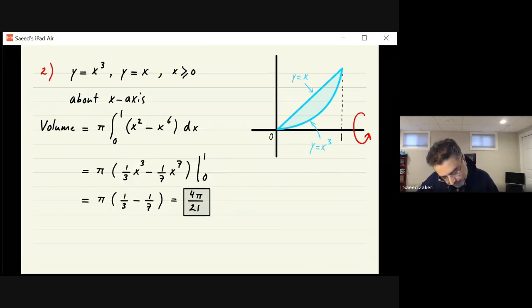Again, whether you're doing this on paper or in WebAssign or during a test, I recommend that you always keep your answer like this. It would not be a good idea to take the decimal approximation for pi, for example, replace it with 3.14 and so on, then multiply it by 4 divided by 21 and write the answer as an approximate decimal. Don't do that, because that would not be the accurate answer.